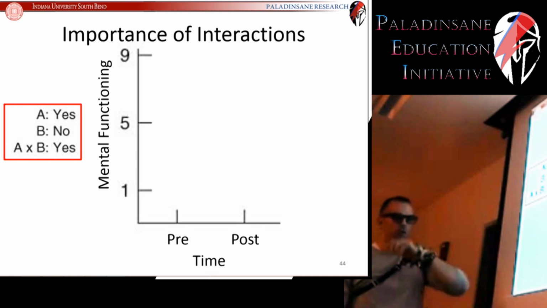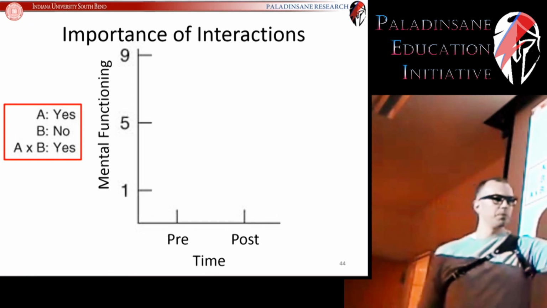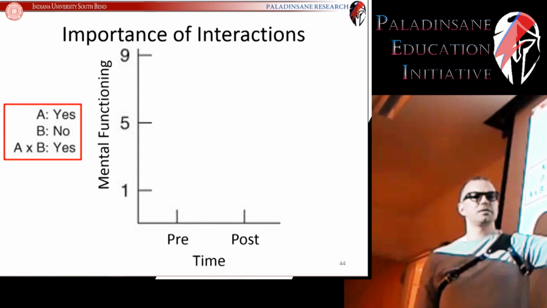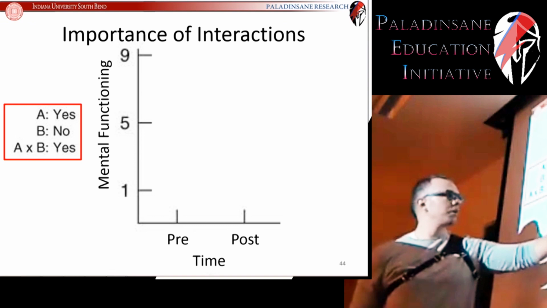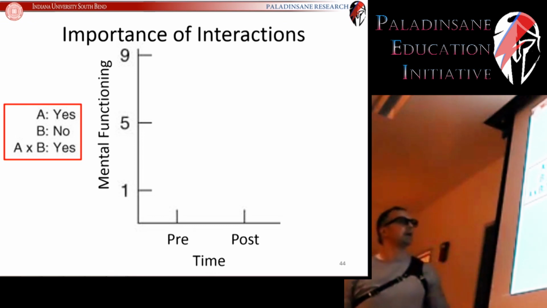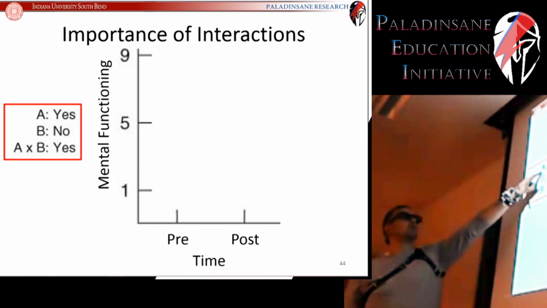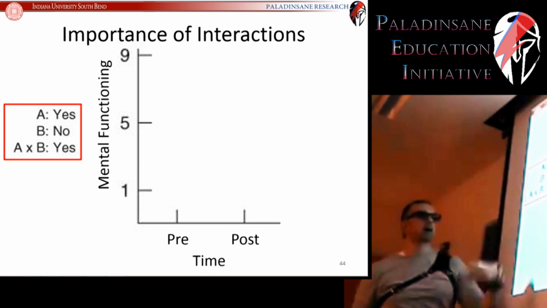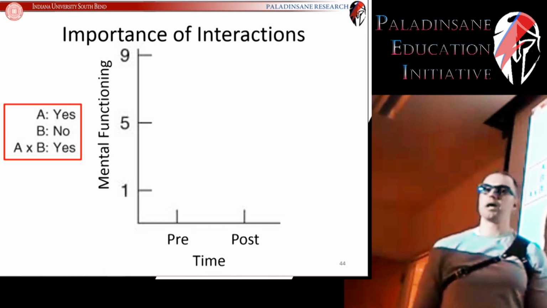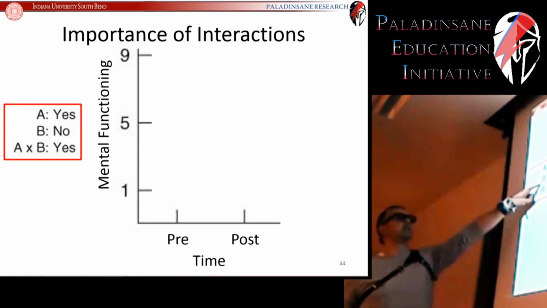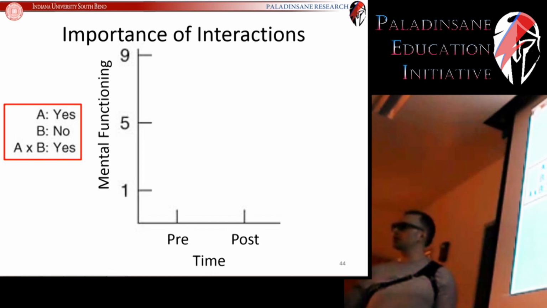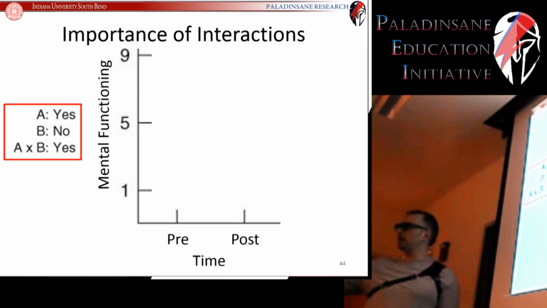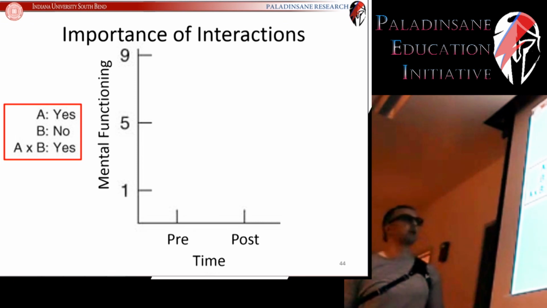All right, so we have pre versus post. That is the A variable. We've got mental functioning. That is B. So we have pre versus post. A, yes, there's a main effect. We're going to see that mental functioning is better in post. B, on the other hand, says that there's no main effect. What this means is that in general, there was no difference between the functioning of the OCD individuals and the functioning of the depression individuals.